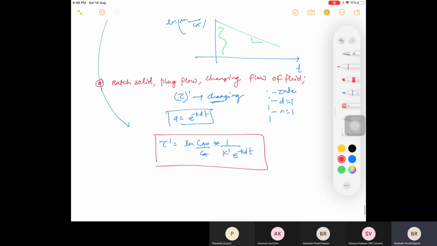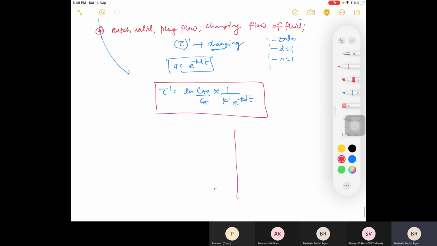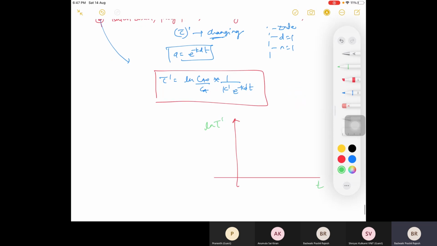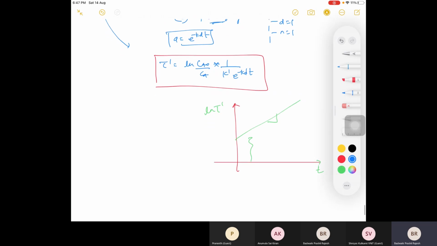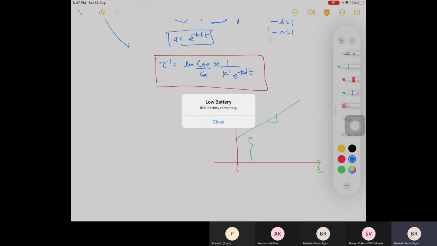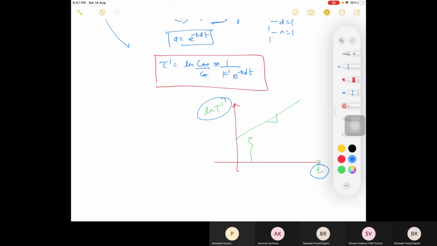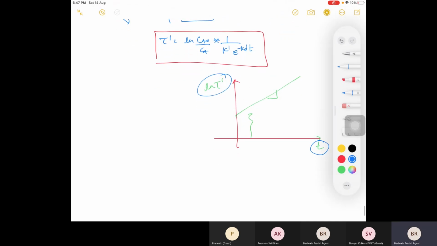Now you plot this equation in terms of this. Whatever I'm telling, these are the standard ones. That's why I'm telling you, you should be getting an equation of that kind only. So you need to plot ln of tau prime divided by tau, and this is your graph. You need to find out what is your slope and what is the intercept. Okay, so we are up to here.